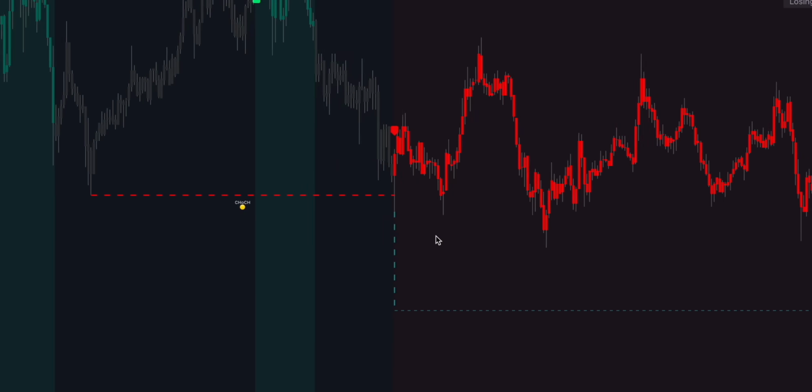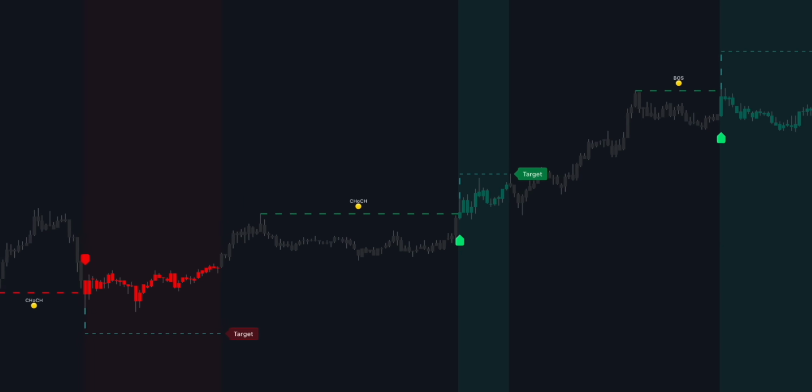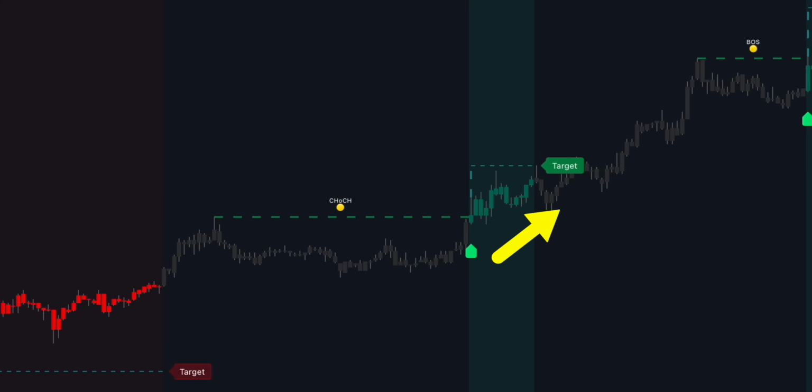This is where large institutions place their orders. The Smart Money Breakouts indicator spots these orders very well. With this tool, we can enter the market early and be on the side of the big players.